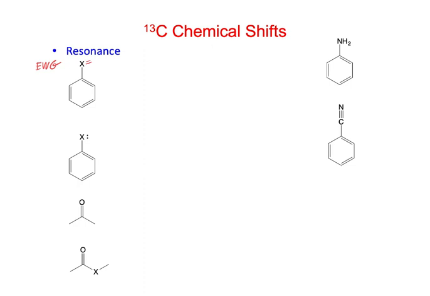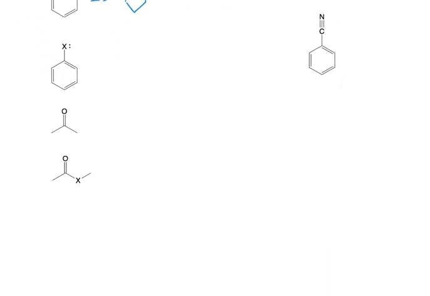So electron withdrawing groups that have some kind of resonance will usually have some pi bond here with an electronegative atom. And the type of resonance they'll have is that the electrons will be drawn out of the ring up onto this electronegative group. So we get resonance structures that look like this, with a minus up here.